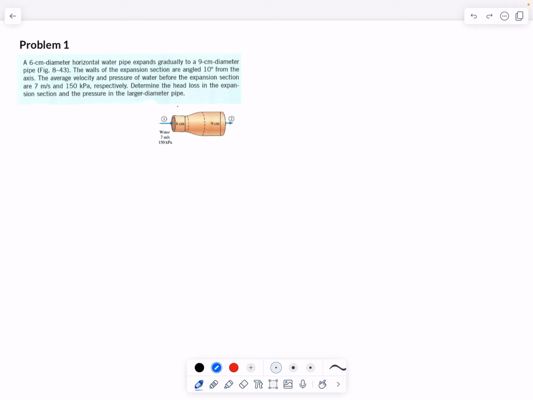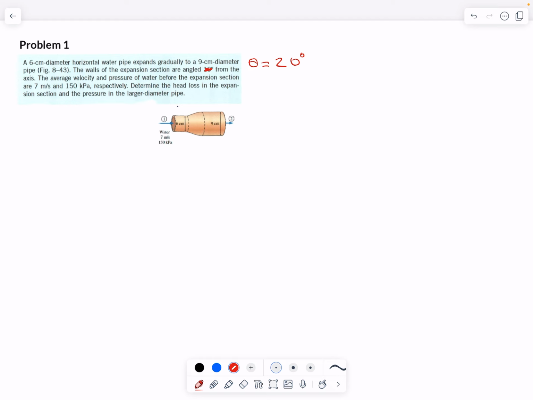Problem 1 says a 6 centimeter diameter horizontal water pipe expands gradually to a 9 centimeter diameter pipe. The walls of the expansion section are angled 10 degrees. This is a mistake. It should be theta equal to 20 degrees. From the axis, the average velocity and the pressure of water before the expansion section are 7 meters per second and 150 kilopascal respectively. Determine the head loss in the expansion section and the pressure in the larger diameter pipe.